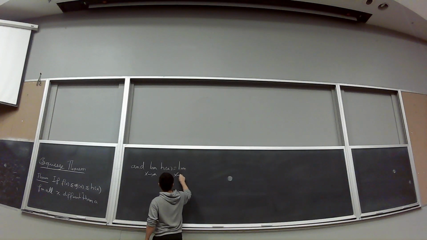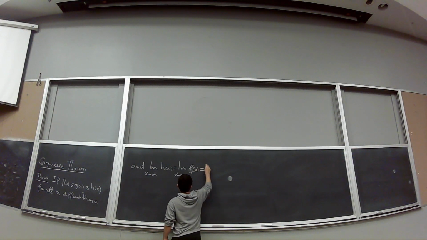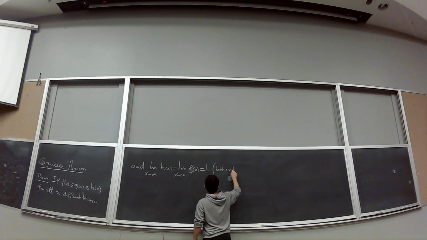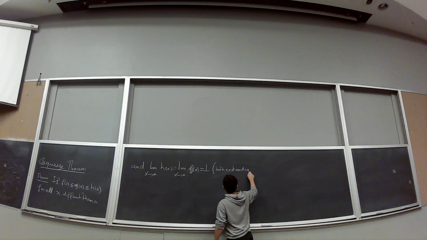Now, I will not give you an introductory statement that f and g are defined around an open interval containing a number a except at possibly a, but I will just say if f of x is less than or equal to g of x for all x different than a, and the limits of the functions that are bounding g both exist and are equal to a number L.